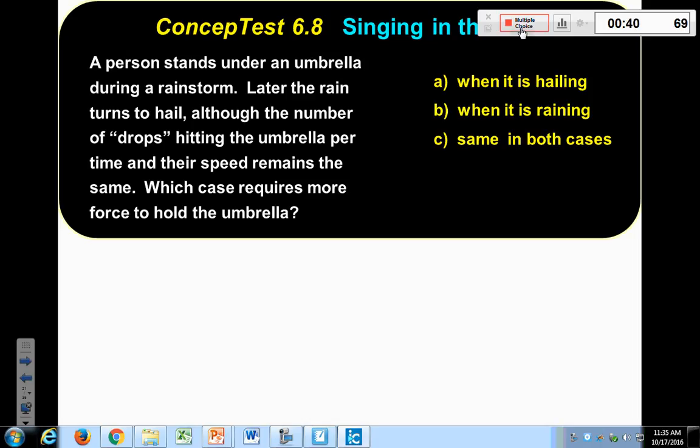We'll stop at 50 or 48. 48. 5 more seconds.